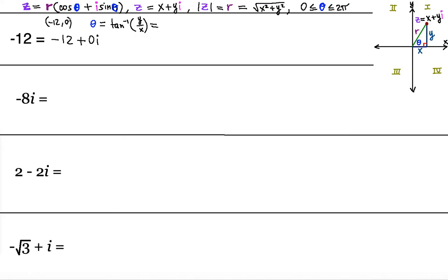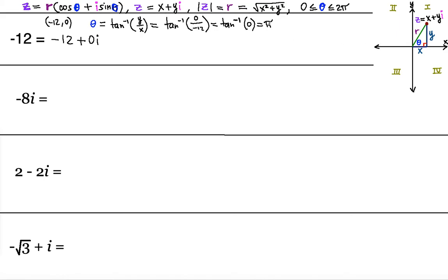So as you can see, the y value is 0. So it's going to be 0 divided by minus 12. Now the arctangent of 0 is going to be pi. How do we know it's not 0? How do we know the angle is not 0? Well, it's not 0 because the given geometric point is on the negative x-axis.